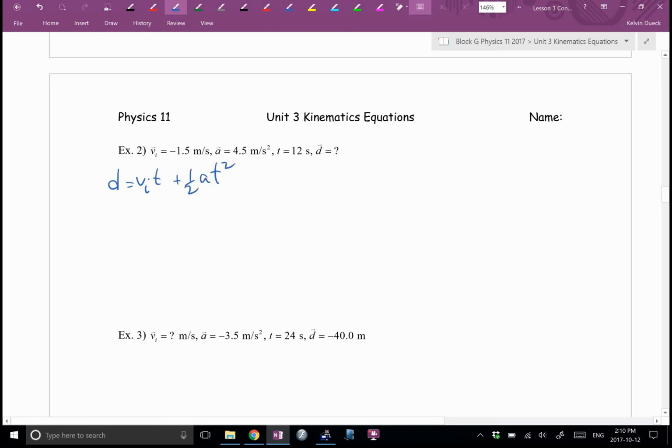Okay. What are we trying to get by itself? What are we trying to find? Conveniently, the d is already by itself. That'll happen sometimes too. So this one, I don't even have to rearrange, but I do want to practice typing it into my calculator. So now let's plug in the numbers. VI, negative 1.5. I guess we started out going backwards. T, 12, plus 0.5. A is 4.5.